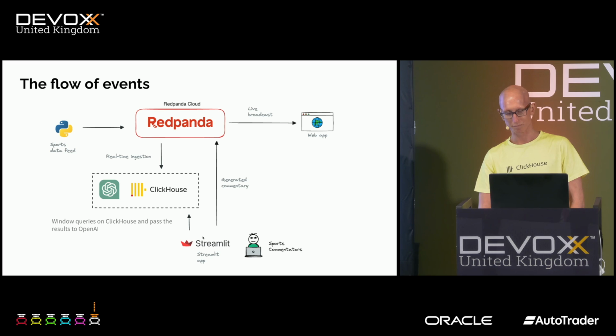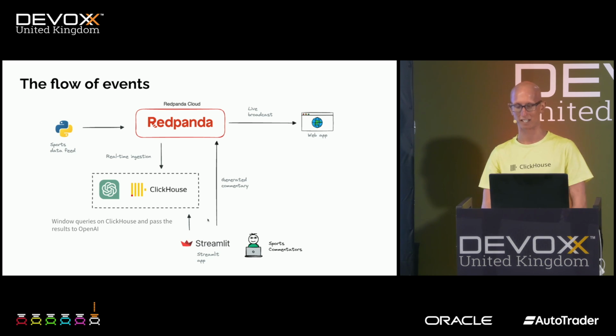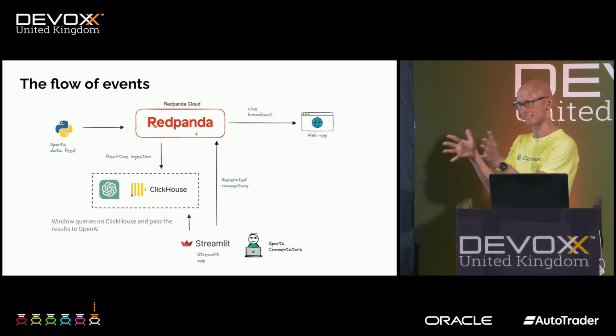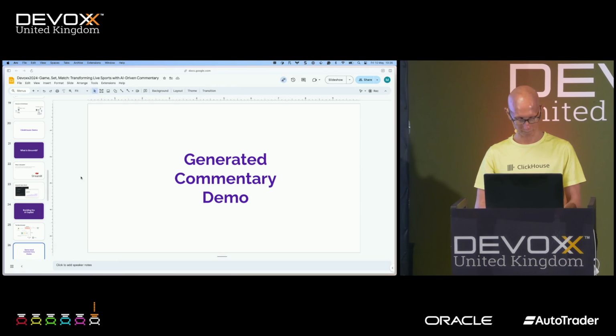What we're going to do in this next bit is down here, this bit here. I'm going to show you a Streamlit application that's going to pull events out of ClickHouse, generate some commentary, and put it back into Redpanda. So that's this next part of the demo. Yep. So let's do that.